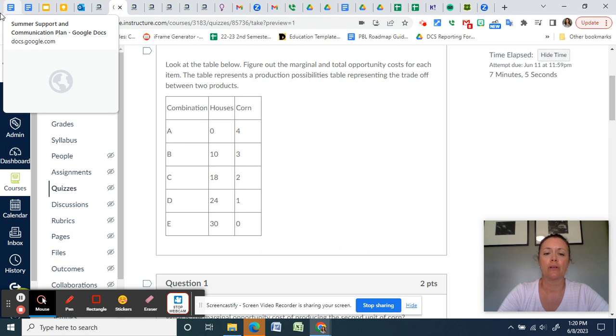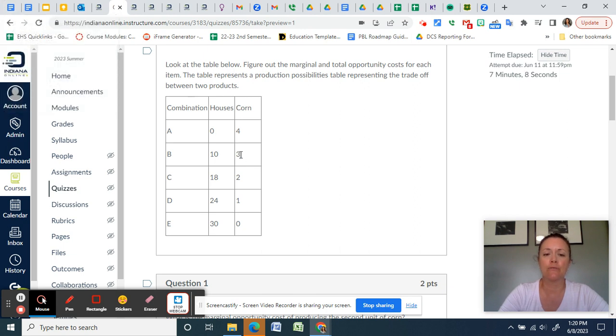So for example, if I go from making 3 units of corn to 4 units of corn, so possibility B to possibility A, in order to produce that fourth unit of corn, I'm having to give up all of the houses from possibility B. I go from making 10 houses to making 0. So what that means is in order to make that last unit of corn, that fourth unit of corn, I have to give up 10 houses in order to do that. So the resources that went into making houses are transferred over and are used to produce corn.